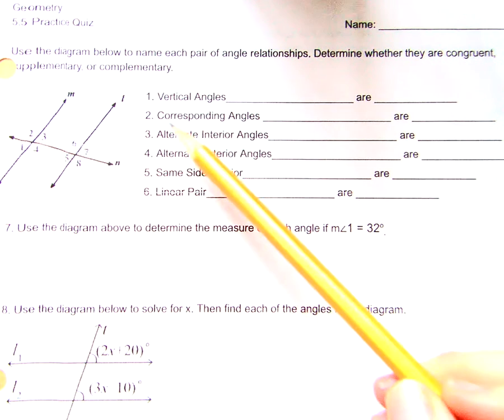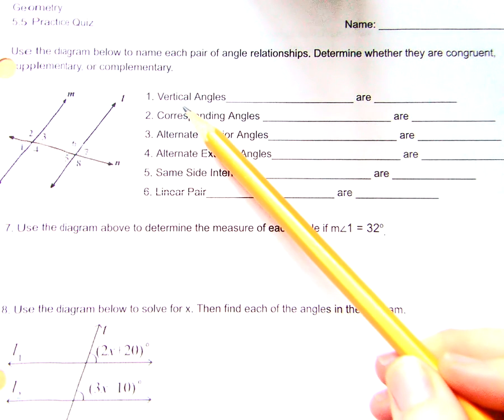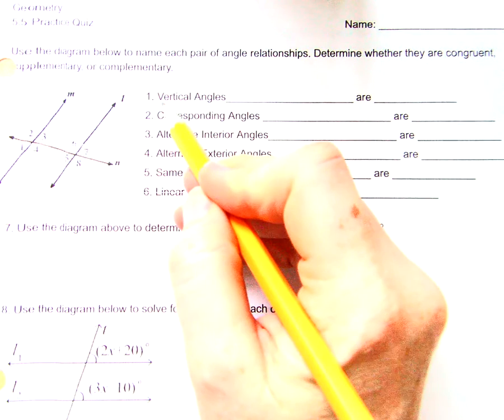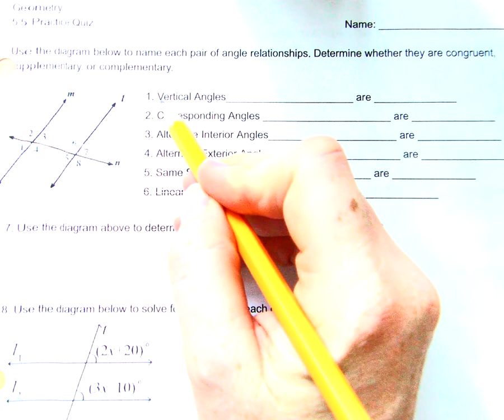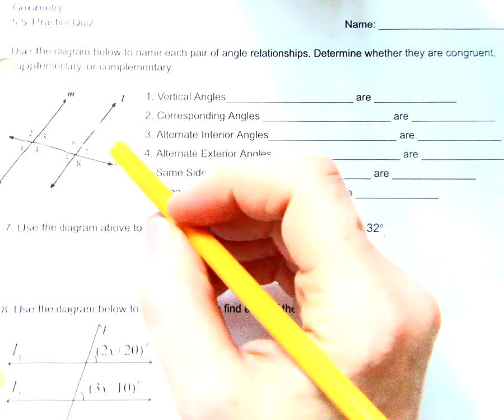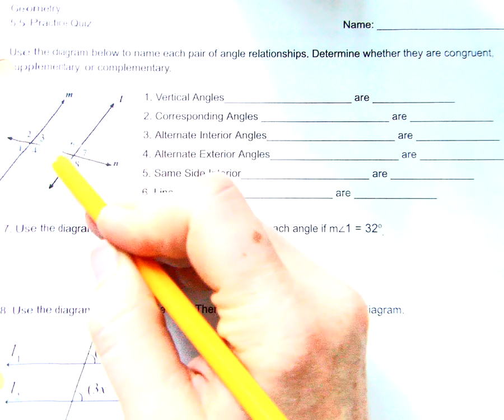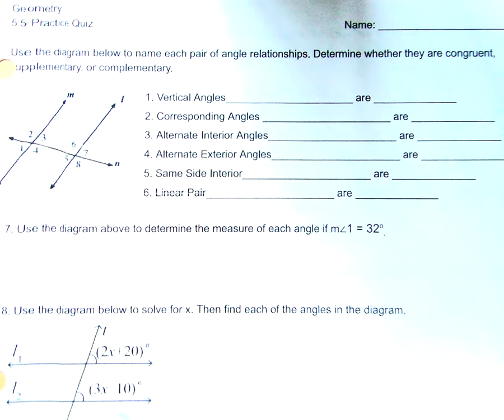right? So vertical angles are angles that share a common vertex and are across from each other, okay? And so I want you to think like vertex vertical, VV, vertex vertical. So for example, angle 1 and angle 3 are vertical. Right, so they share this vertex right here, and they're across from each other. Angle 2 and angle 4 are vertical. Angle 5 and angle 7 are vertical. Angle 6 and angle 8 are vertical.